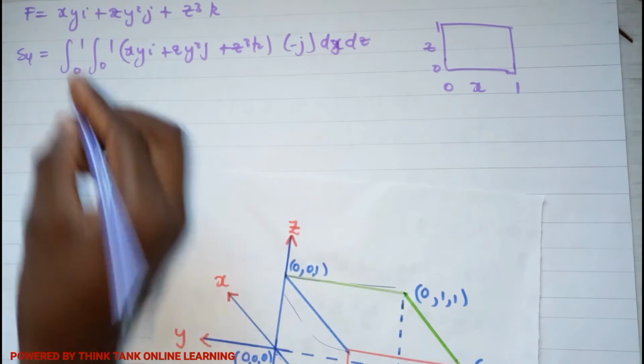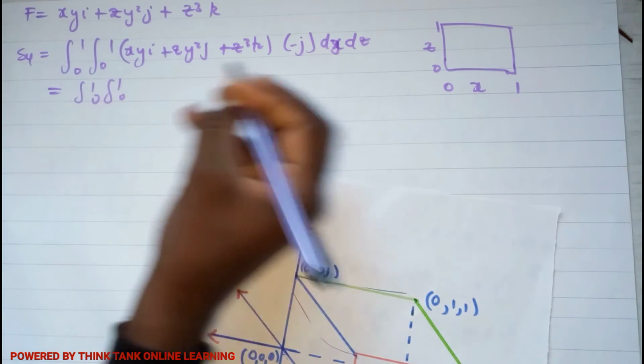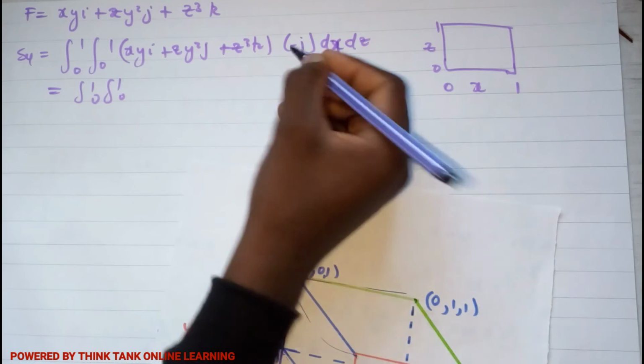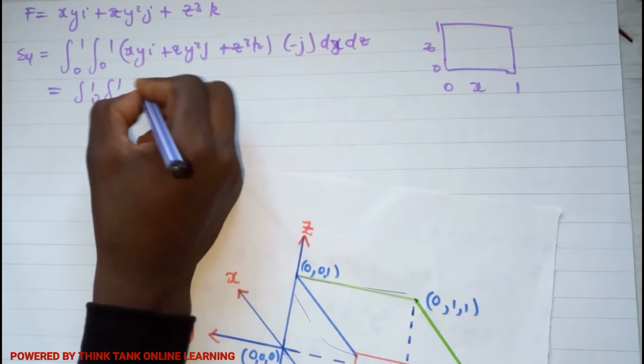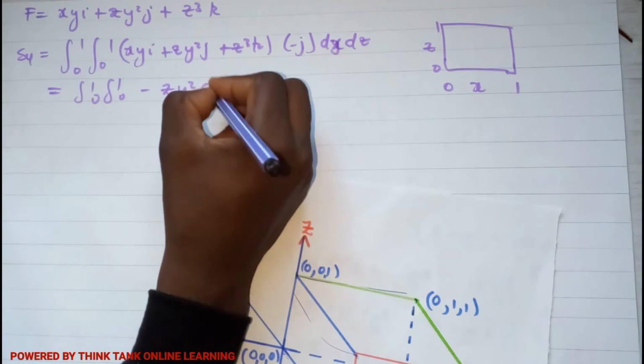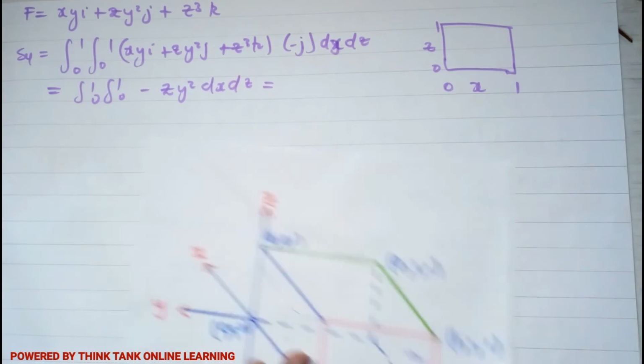The limits are just the same, nothing will change. So we're going to have 0 to 1, 0 to 1. We only have the j component, the i component is 0, the k component is 0. So you're going to have negative z y squared dx dz. And now what is the value of y here?